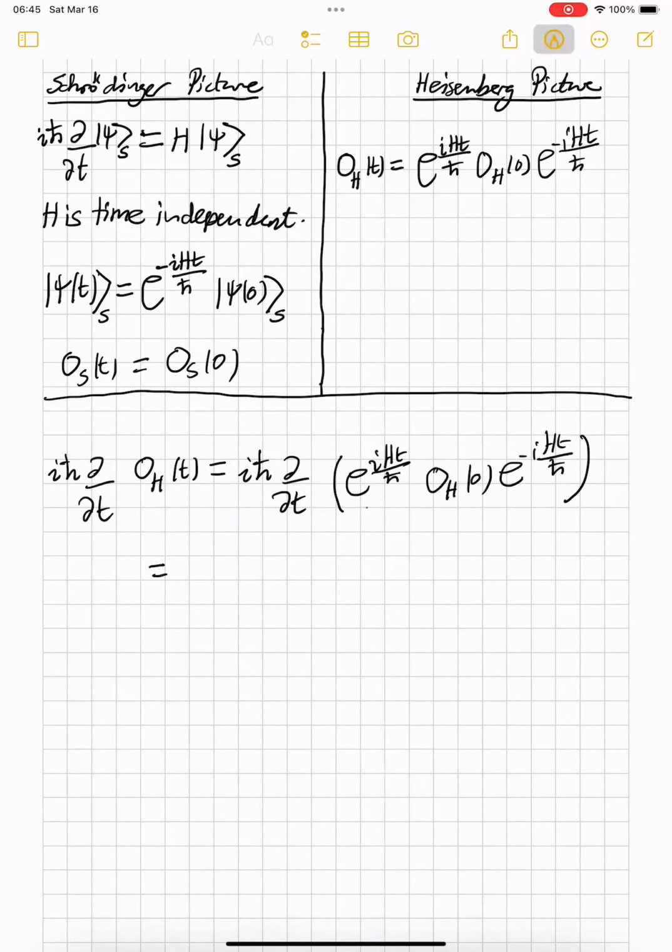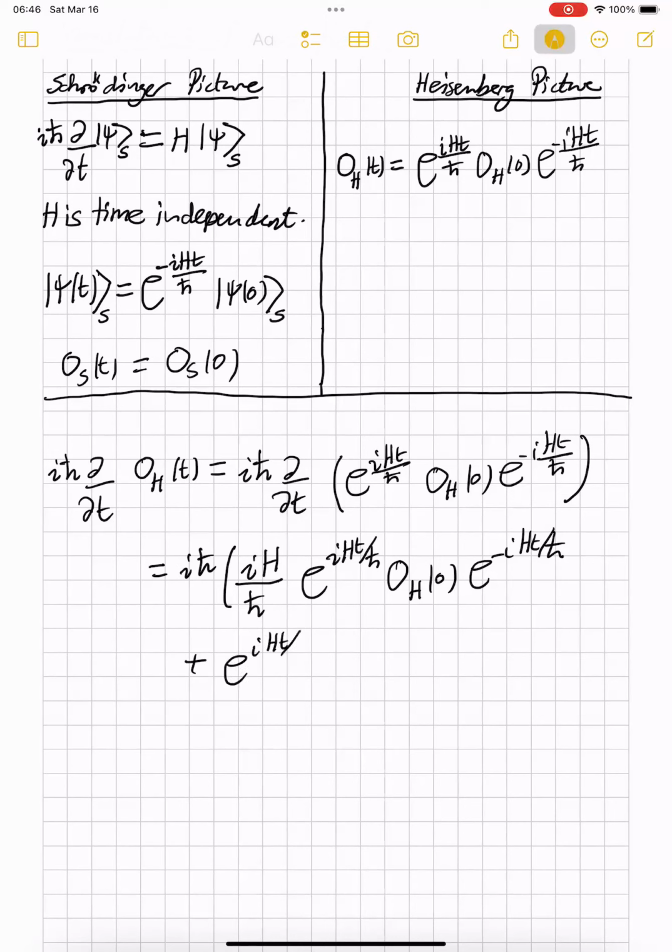When I act with d by dt on the first exponential, that's an easy derivative to calculate. We will just get iH over h bar, then e to the iHt over h bar, O_H of zero, e to the minus iHt over h bar. Then when it acts on my operator O_H, I don't need to worry, because I've said that O_H has no explicit time dependence. But when it acts on the final exponential, I leave the first exponential alone, I've got O_H of zero, I've got the second exponential, and differentiating that second exponential, I will get minus iH over h bar.